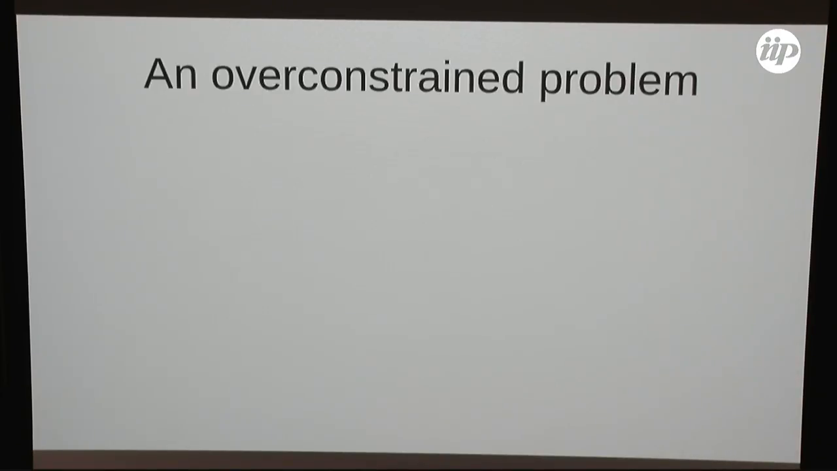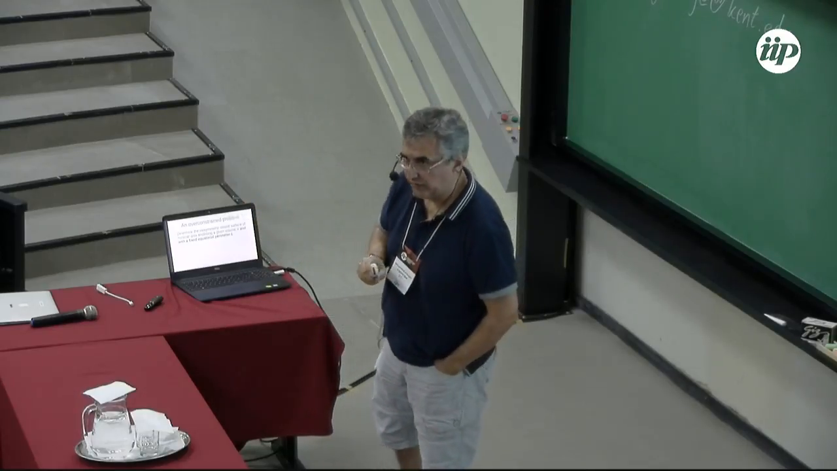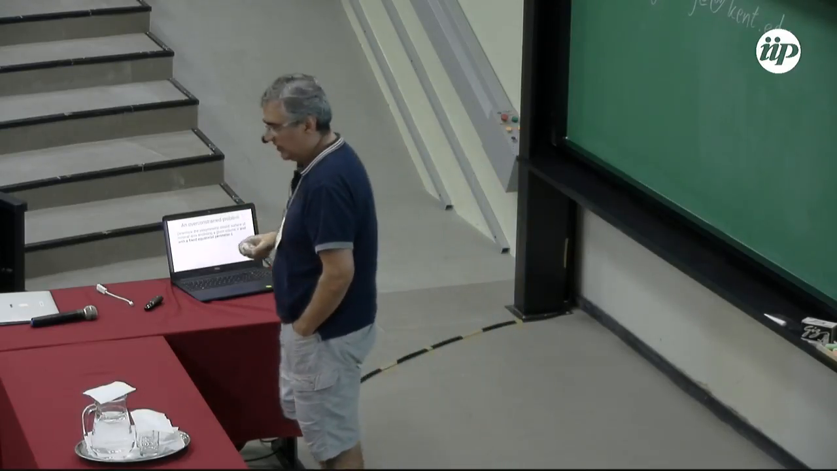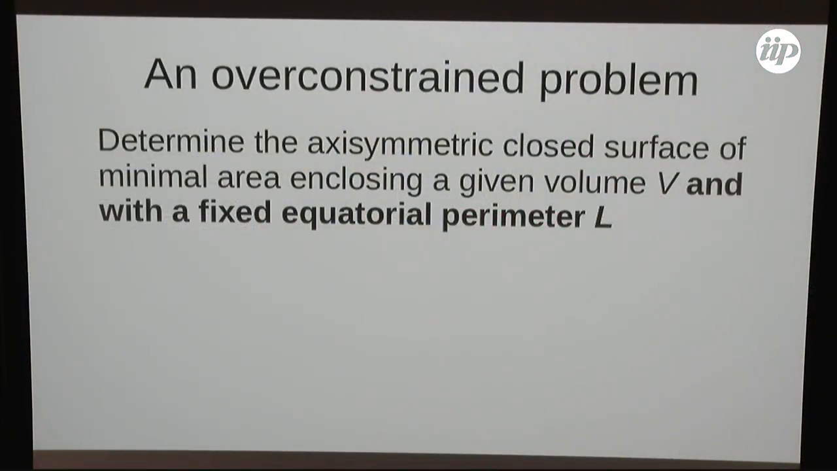The first example of an over-constrained problem is this one: the axisymmetric closed surface of minimal area enclosing a given volume V and with a fixed equatorial perimeter. The pertinent extra constraint is the fixed equatorial perimeter. Axisymmetry is not a pertinent constraint here. It's only because we can do the calculations analytically. But the new constraint that is pertinent is the fixed equatorial perimeter.